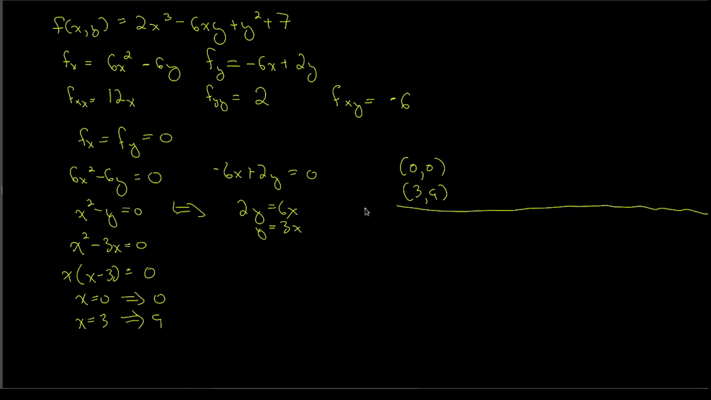Now that we have the critical points, we need to look at how the second derivatives and the Hessian interact. And so we'll write our Hessian as a determinant of the second derivatives.